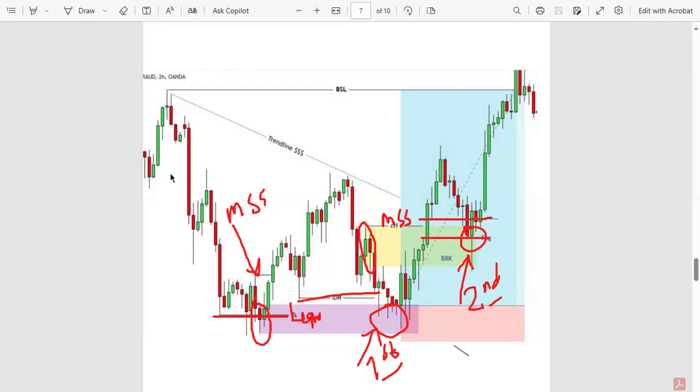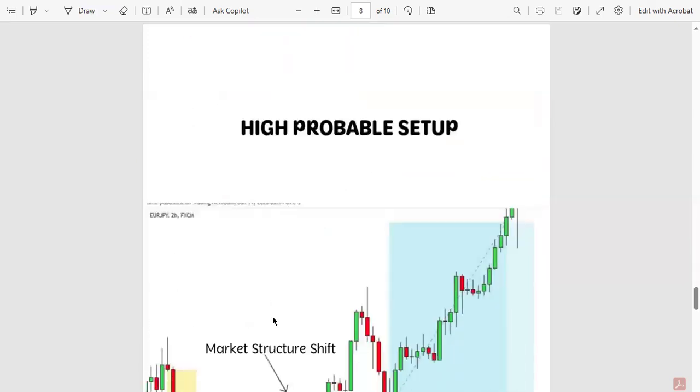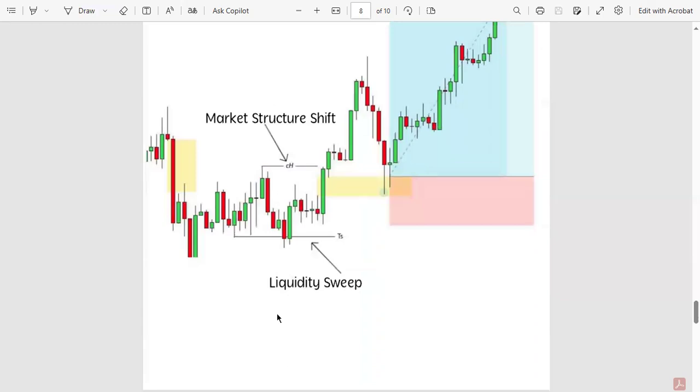Okay, very simple. Another example for a breaker block you can see here. And you can see there is always liquidity before price goes high. There's always liquidity even on the lower time frame. You can see all these are lower time frame entries. So you can see here price went higher.